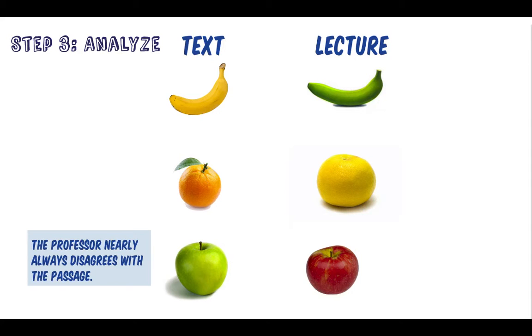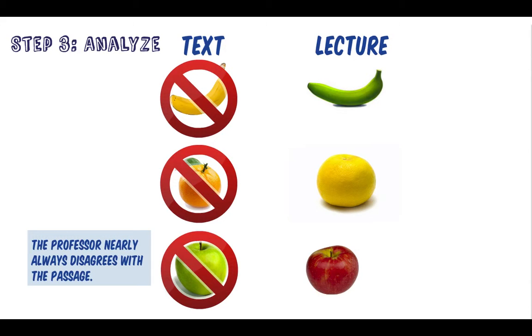Same thing with oranges. The text says, oranges are orange. The speaker says, I don't think so. They're yellow. And finally with apples, the text says, apples are green. And the professor will say, no, they're red. So the first thing you do is you notice that they're talking about the same points, bananas, oranges, apples, and they say different things about them.